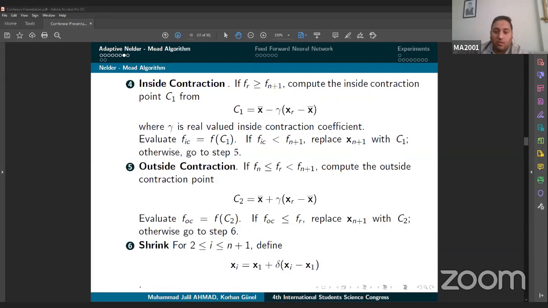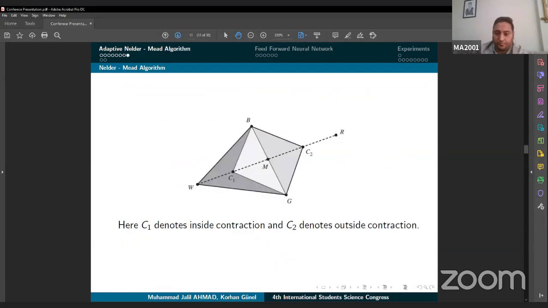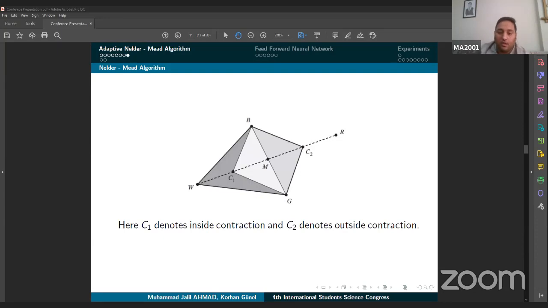So again, let me give you an example in R2. First, we reflected our vertex and we get this R point. Then we expanded, but we couldn't find the point we were looking for. So first, we outside contracted and we find the C2 point. And the inside contraction will give us the point C1. So this is how a standard Nelder-Mead algorithm works.